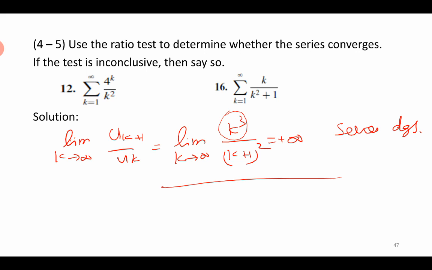If the limit is less than 1, it is convergent. Otherwise, if greater than 1, even for infinity, it is divergent. If it is equal to 1, the test is inconclusive, no confusion, right? That is for the ratio test.